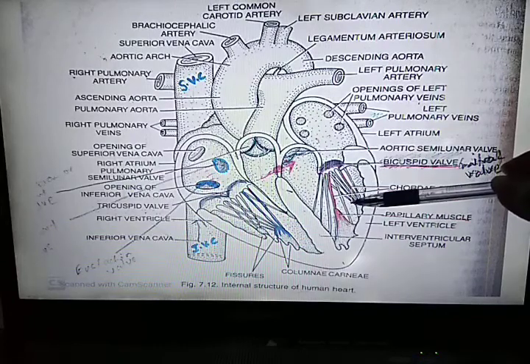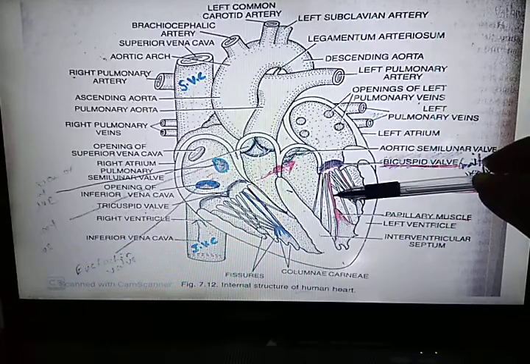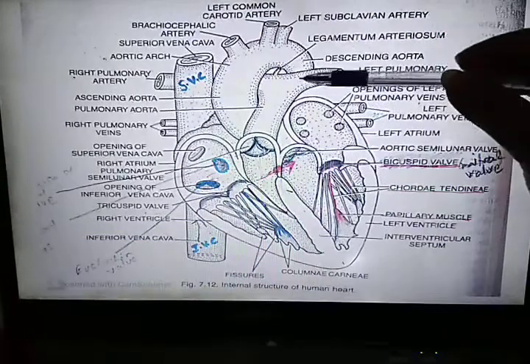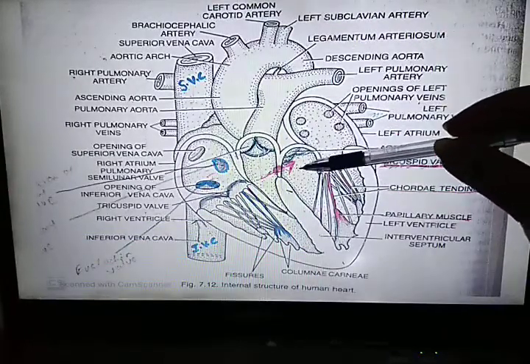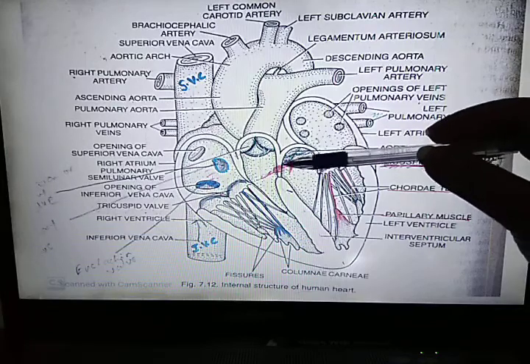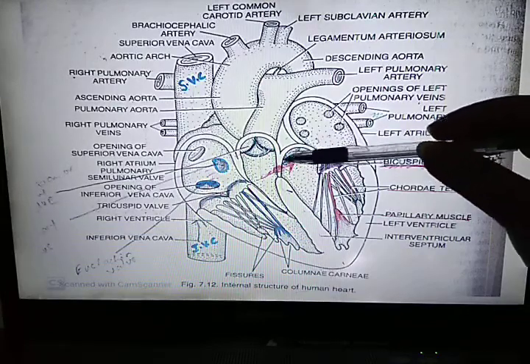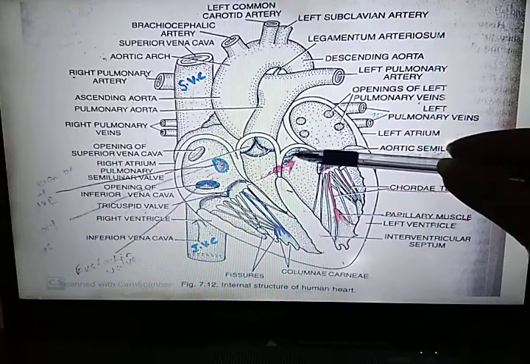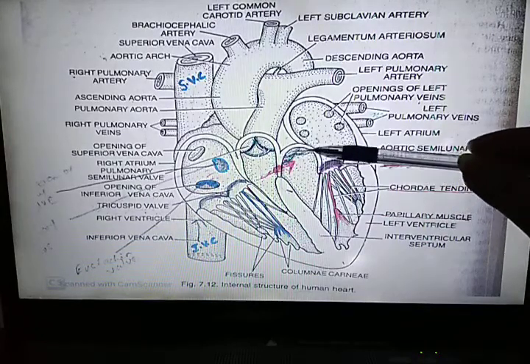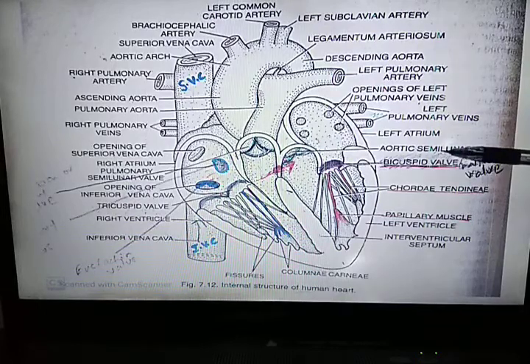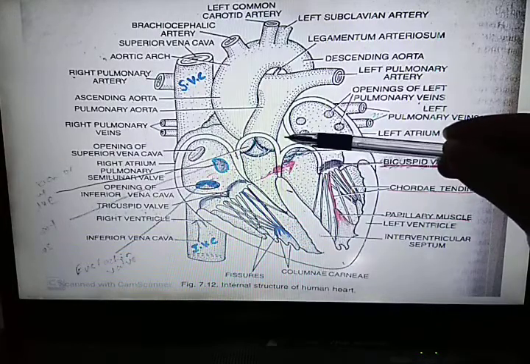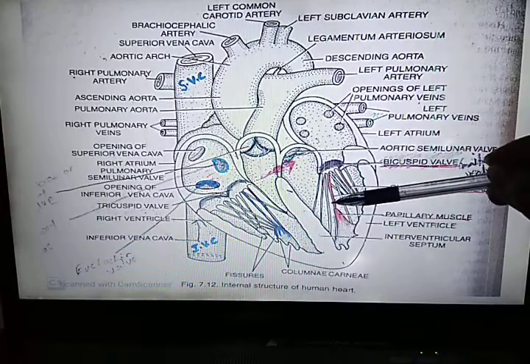Now, the left ventricle sends oxygenated blood to the whole body through a large blood vessel known as the aorta, and at the base of the aorta a valve is present known as the semilunar valve or aortic semilunar valve. This semilunar valve has three half-moon shaped flaps. That's why it is known as the semilunar valve. The function of the semilunar valve is to prevent backflow of blood from the aorta into the ventricle.